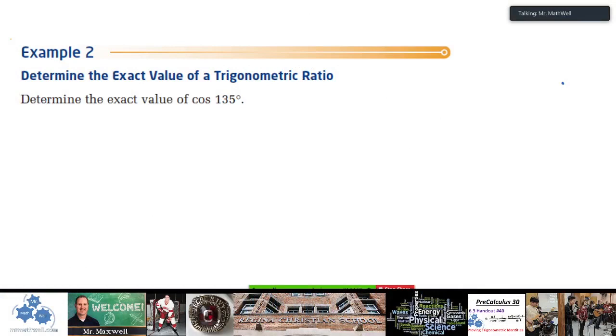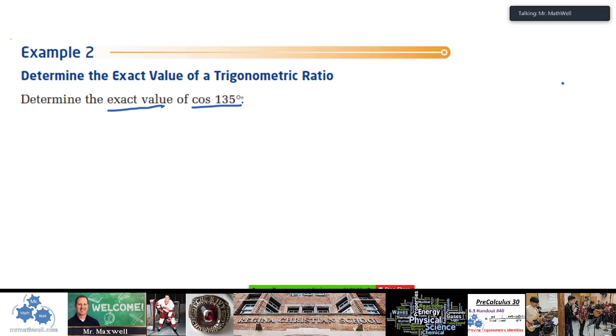All right, so this example here says determine the exact value of cos of 135. There's a lot in this question, and everything that we've learned in this lesson so far is wrapped up in it. First of all, exact value means no decimals. Do not just punch cos 135 into your calculator, get a decimal, and write it down. That's not an exact value.